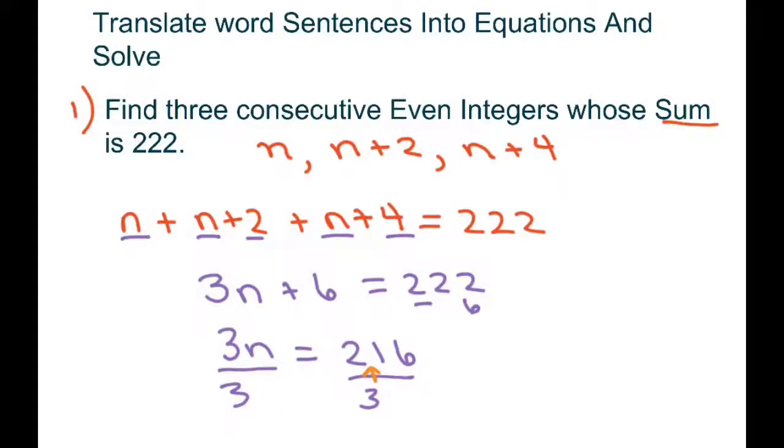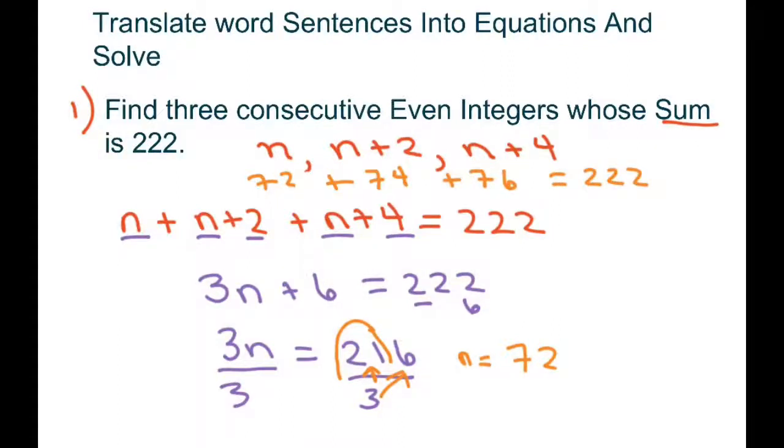3 goes into 21 7 times, so I just divided that piece. And 3 goes into 6 2 times. So my n equals 72. But we have to find them all. So if I plug in 72 for n up here, then 72 plus 2 is 74, and 74 plus 4 would be 76. And if you add those up, you'll get 222.